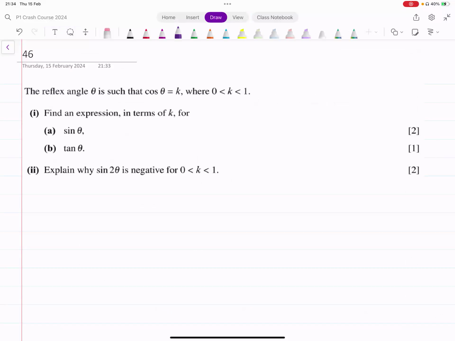Can I have a raise of hands if you have mocks in March? Can you raise your hand if you have mocks in March? If you have any kind of exams in March? Okay, so only two of you. All right.